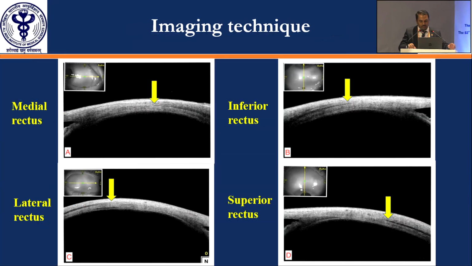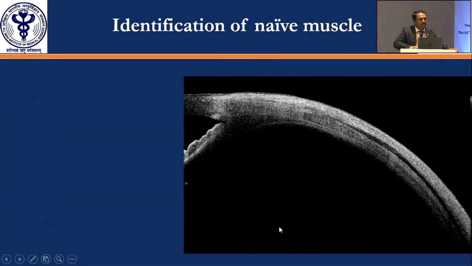So this is how we image the extraocular muscles using AIOS2025. You can see here in the first image, with good abduction you can see the medial rectus muscle, with good adduction you can see the lateral rectus muscle, with good elevation you can see the inferior rectus, and with good depression you can see the superior rectus muscle. So how do we identify these muscles? These are the features we have described. This is a lateral rectus muscle which we have captured.